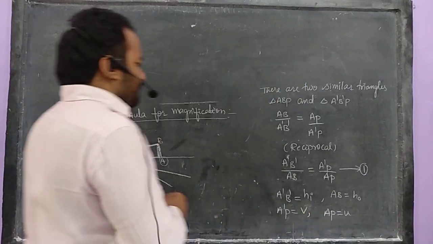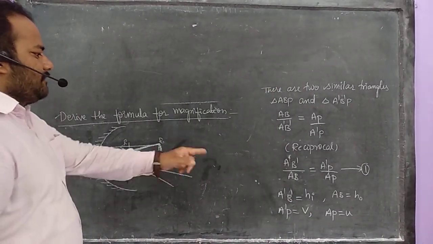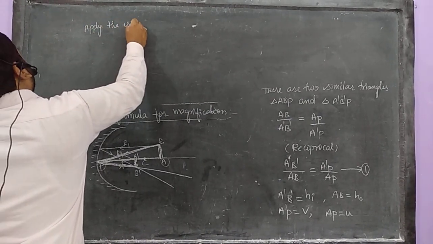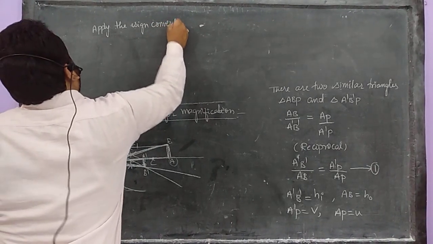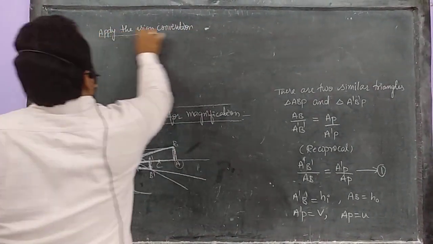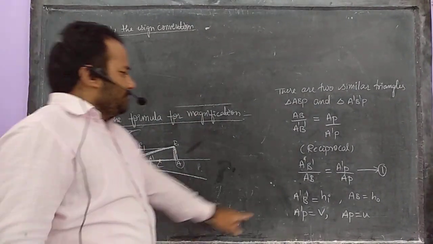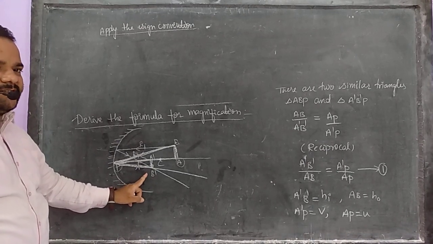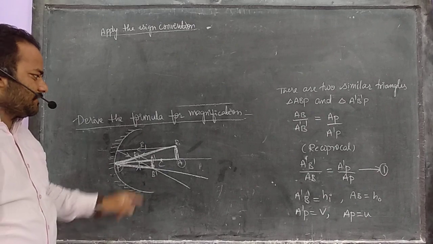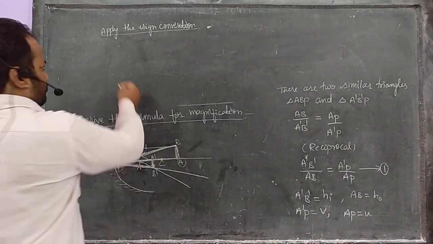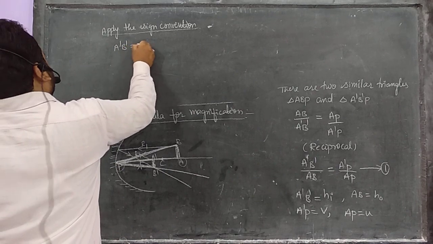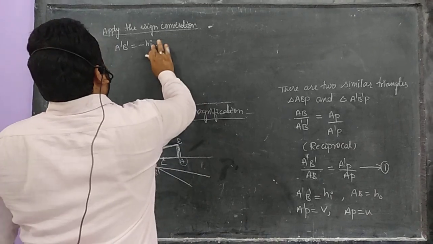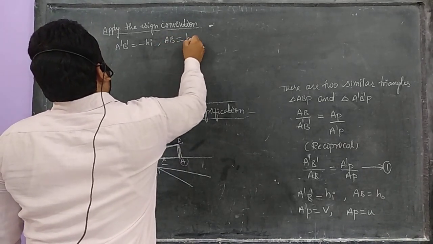Now substitute this, but before substituting you have to apply the sign convention. After applying the sign convention, what happens? Because you know where the image is, below the axis. The last point in the sign convention says the height of the object is taken as positive and the height of the image is taken as negative below the axis. So you know that A dash, B dash is equal to minus HI. Where is the object on the axis? It will be plus only. AB is equal to HO.